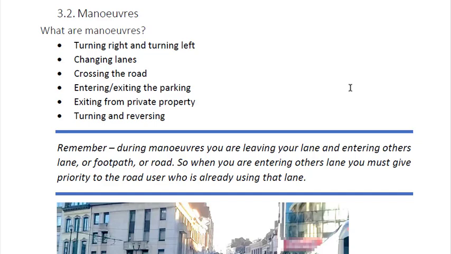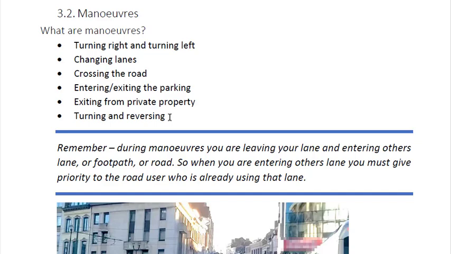Now let's move on to maneuvers. What are maneuvers? Maneuvers are turning right or turning left. These are some of the examples. So changing lanes, crossing the road to reach the other side of the road, entering or exiting the parking, exiting the private property, turning and reversing. All these things are maneuvers. Now you don't have to remember all of this, just remember the term maneuvers.